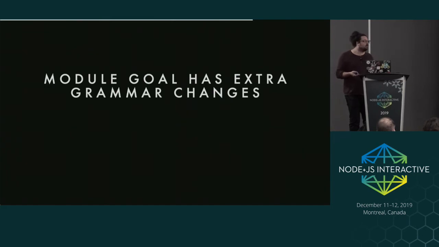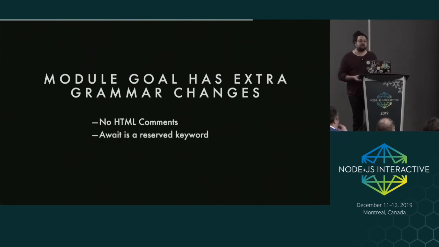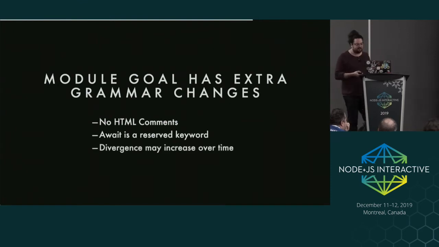But the module goal has additional grammar changes on top of strict mode. So it's already got all of the things of strict mode. It no longer allows you to use HTML comments. I know many of you in the room may have just figured out that you can use HTML comments in JavaScript. So sorry to take it from you right when you got it. Await is a reserved keyword. This is actually really important because await being a reserved keyword is exactly what carved out the space for top-level await to be able to be specified.